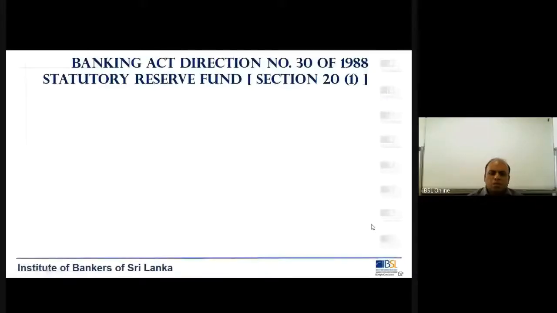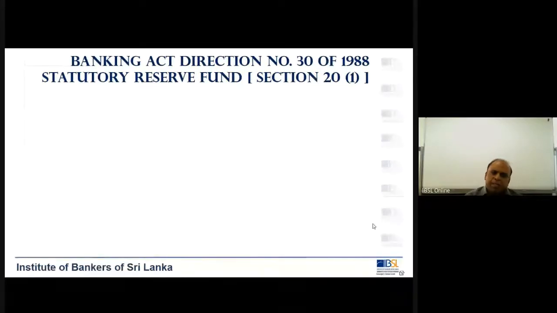Right, regulations to banks. So we are starting with the Banking Act direction. As I mentioned earlier, we are governed by the Banking Act direction number 30 of 1988. In that, one particular section, which is section 20(1), talks about the statutory reserve fund. Now, the statutory reserve fund is a specific fund which is applicable for banks.